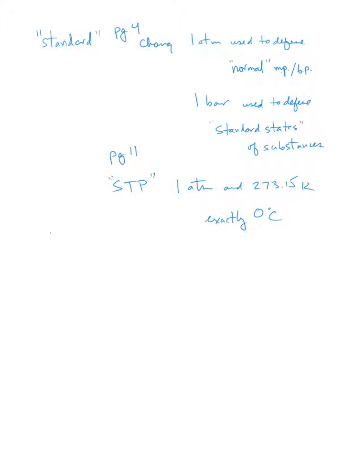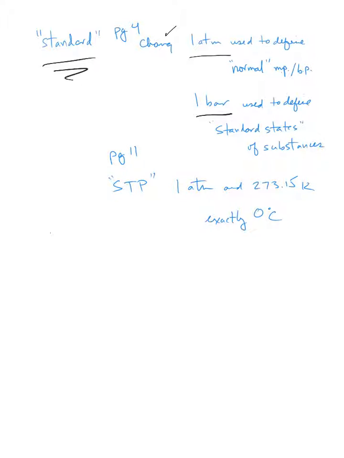I just wanted to mention something that I looked up in your Chang textbook. I talked about the use of the word standard, and there was a little lack of clarity on what version of standard was used in some of the problems. I noticed that on page 4 of our textbook, it stated that a pressure of 1 atmosphere is used to define normal melting points and normal boiling points. A pressure of 1 bar is used to define standard states of substances.